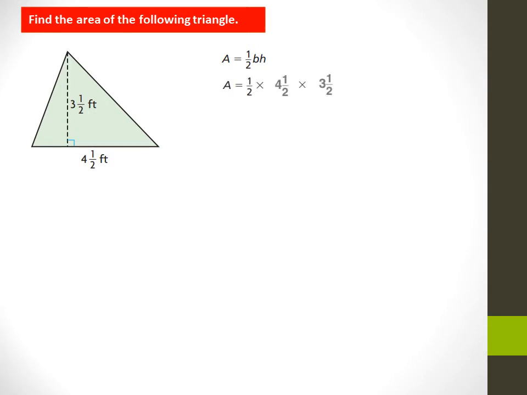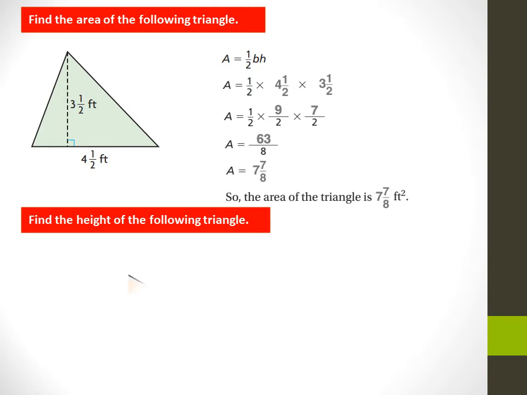Find the area of the following triangle. So the area is equal to the base times the height over 2, or 1 over 2 times base times height. Don't forget, you have to change the mixed numbers into fractions. 4 1 over 2 is equal to 9 over 2, and 3 1 over 2 is equal to 7 over 2. So the area is equal to 1 over 2 times 9 over 2 times 7 over 2. Multiply the numerators together and the denominators together. The answer is equal to 63 over 8, or 7 over 8. So the area of the triangle is 7 over 8 feet squared.